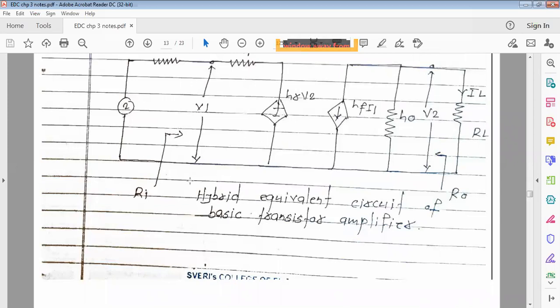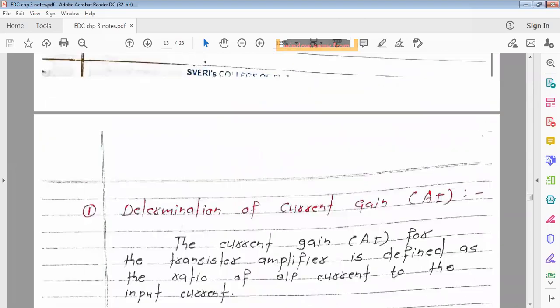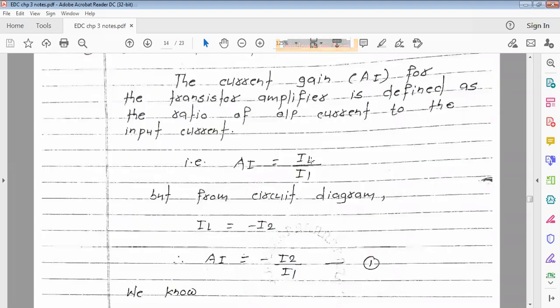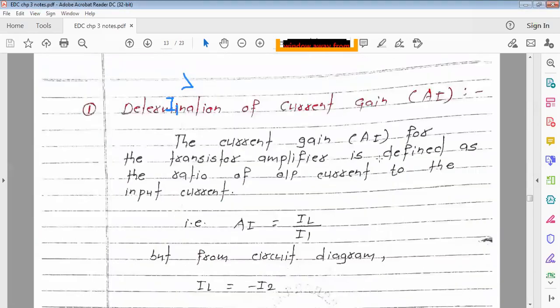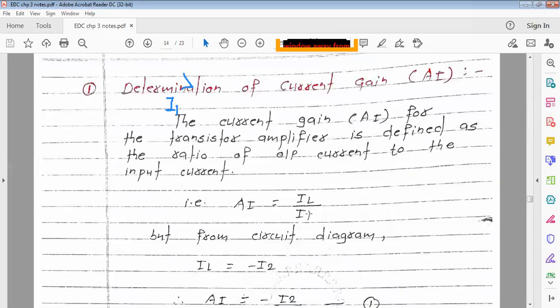Now tell me what the output is in our case. It is IL, the current passing through the load resistance. What is the input current? It is I1. So IL upon I1 is nothing but our current gain.